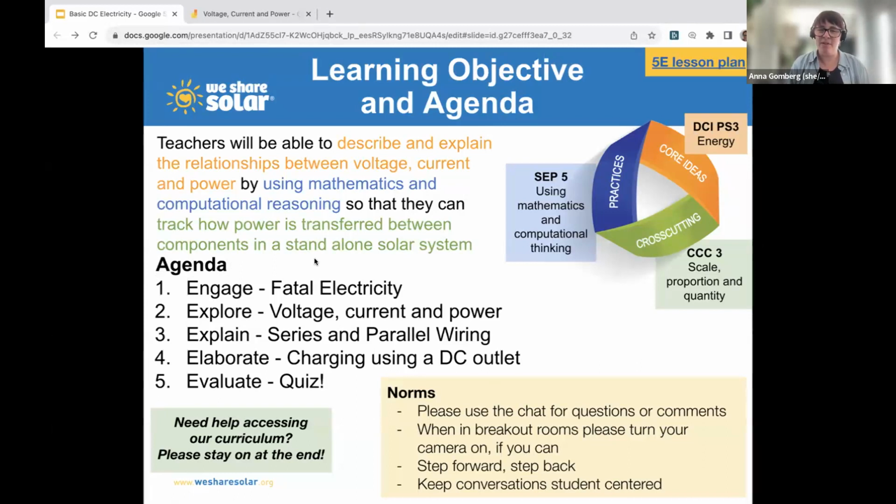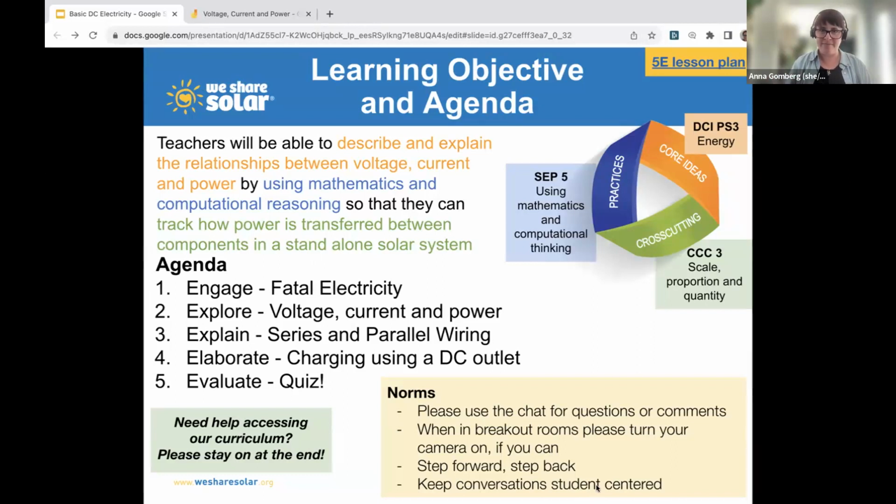And then keeping conversations student-centered is something I've added because sometimes when we're talking about electricity and solar, and people are really into the technical stuff, we can go off on all sorts of tangents, which are fun for us adults, but not necessarily helpful for teaching an 8th grade student or whoever we're teaching. So try and keep conversations student-centered.